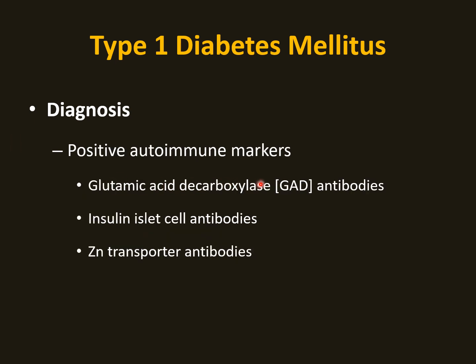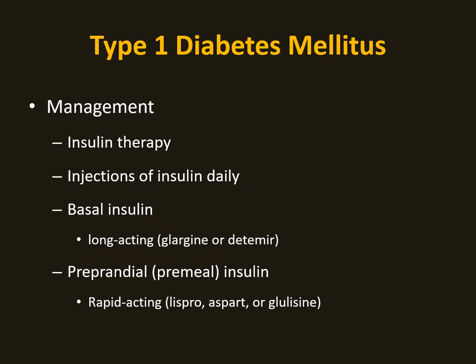Positive autoimmune markers: this is the key for type 1. Glutamic acid decarboxylase antibodies, insulin islet cell antibodies, and zinc transporter antibodies. Management of type 1 diabetes mellitus: there is no other option other than insulin therapy and injections of insulin daily.